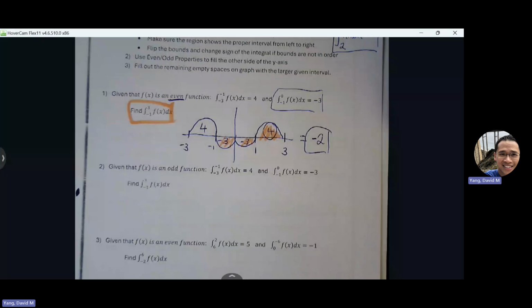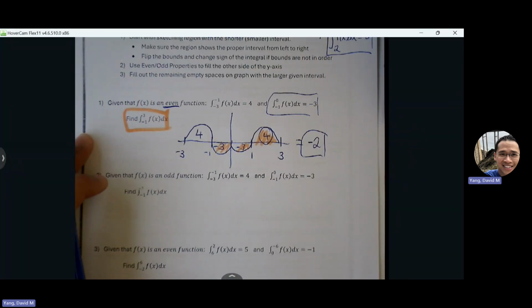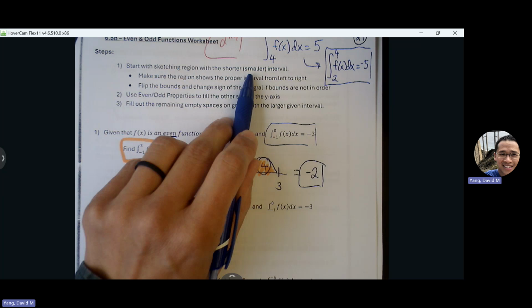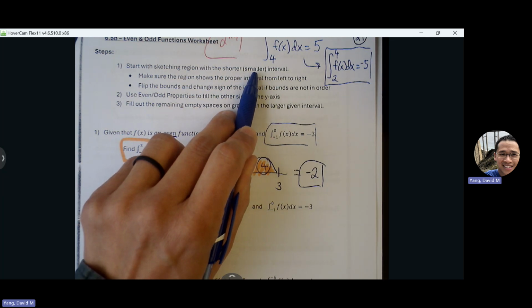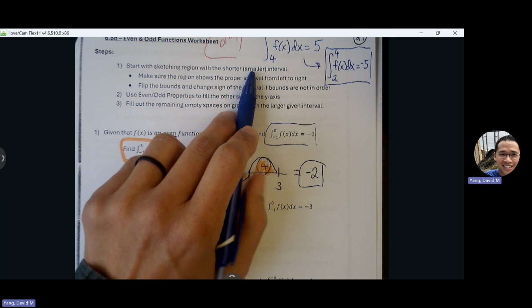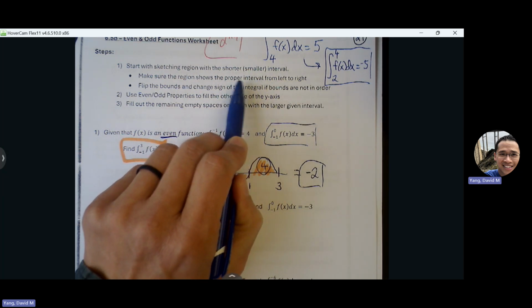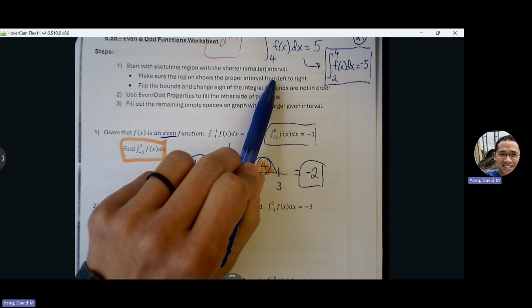So page 21, what was the last problem that we did? Okay. Let's see if we can work through 2 through 4. And again, I want to reinforce the steps. The first thing we do is always build with the smaller interval first. Look at your bounds and choose the integral that has a shorter distance between the bounds. Build that first. And after you build that, before you look at the larger interval, look to see if it's an even or odd function, and fill out the other side of your graph.